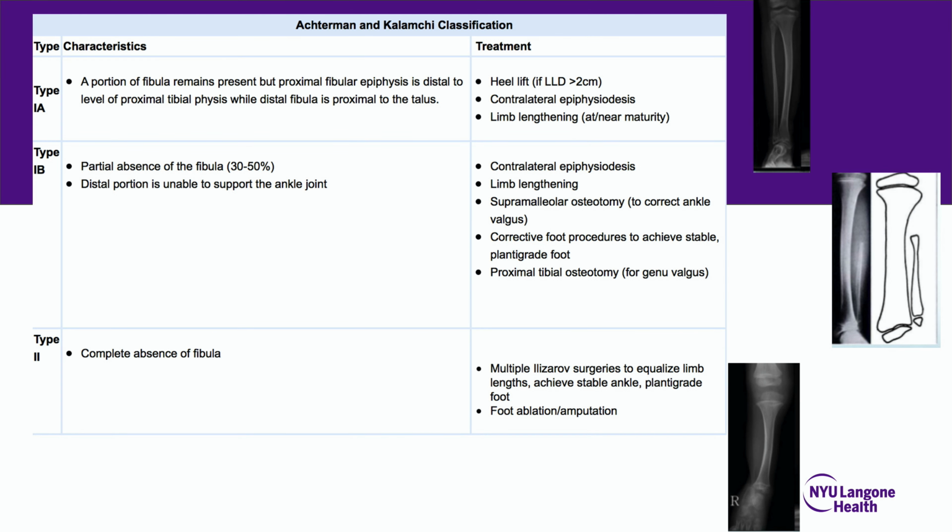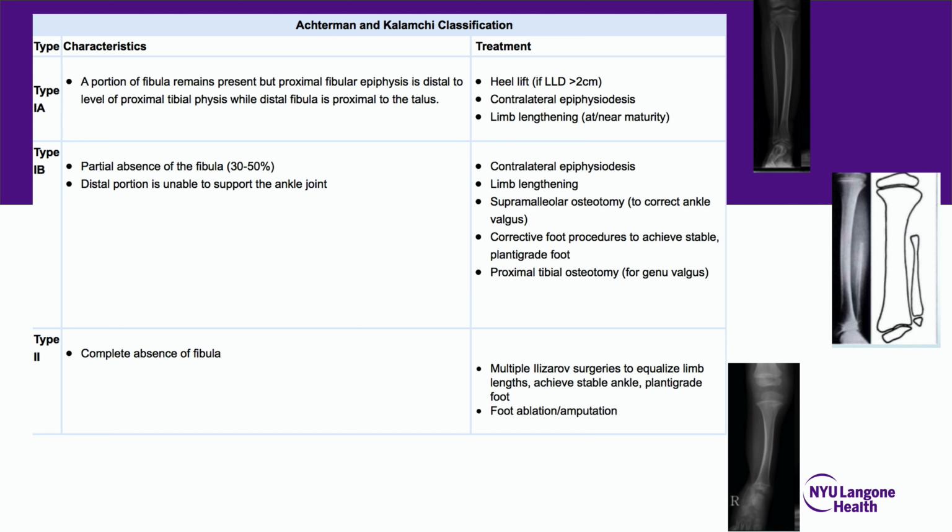Typically, we use the Achterman and Kalamchi classification, and this is provided just to show you the different ways they are treated. So our first picture here shows a type 1A, which is when a portion of the fibula is present, but the proximal fibular epiphysis is distal to the level of the proximal tibial physis. And when it's present, the distal fibula is proximal to the talus. So they do get a valgus-looking foot. You can put a heel lift in and sometimes lengthen them, but in many cases treatment's not needed.